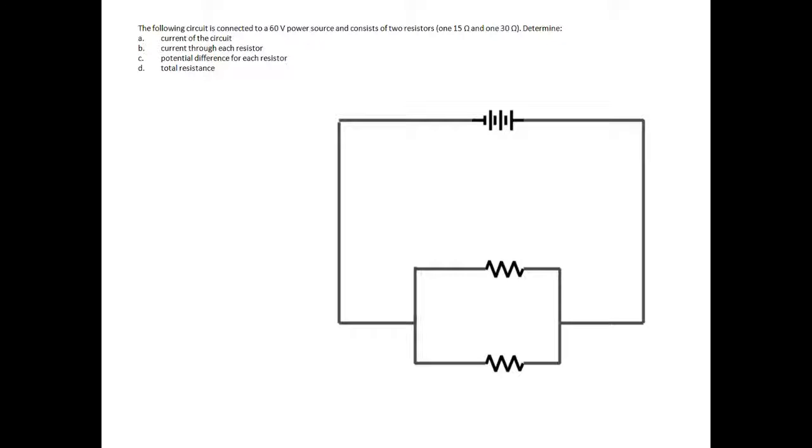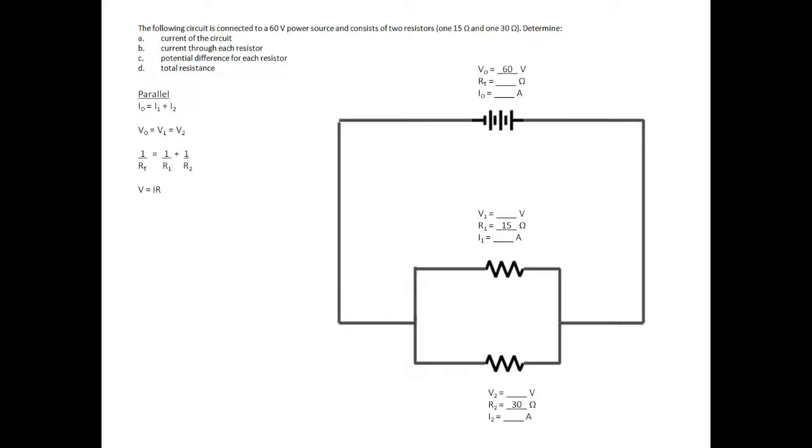Just like we did for our first example, our first thing to do is to label each of our entities in our circuit so that we can keep track of all of our values, and we know what values go with which object. Now we can see that our potential difference at our power source is 60 volts, and we know the resistance of our two resistors.